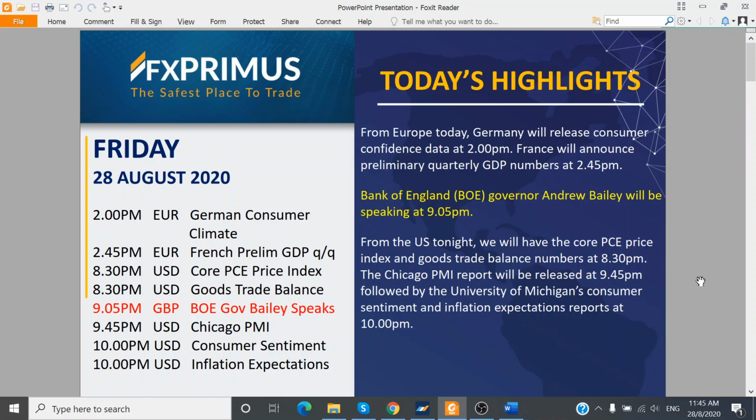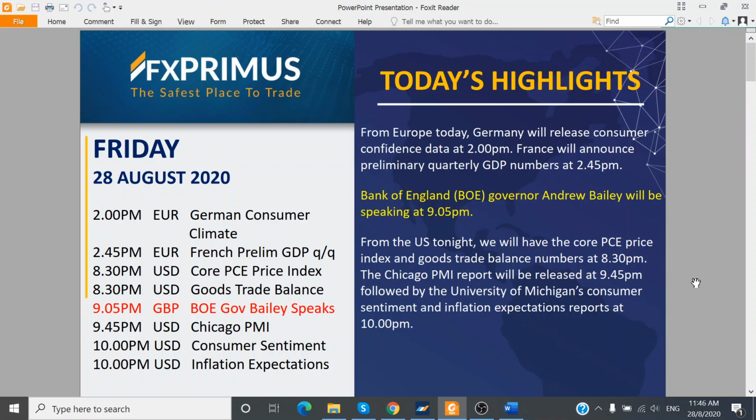We will start off today's economic events calendar with the German consumer climate data. This news will be released at 2 p.m. local Singapore and Malaysia time, and towards 2:45 p.m. we will have the French preliminary quarterly GDP data. Then we move on to the US data tonight. First, we will have the core PCE price index numbers and goods trade balance data released at 8:30 p.m., followed by the Chicago PMI numbers at 9:45 p.m. To end the US data tonight, we will have the consumer sentiment and inflation expectations reports at 10 p.m.